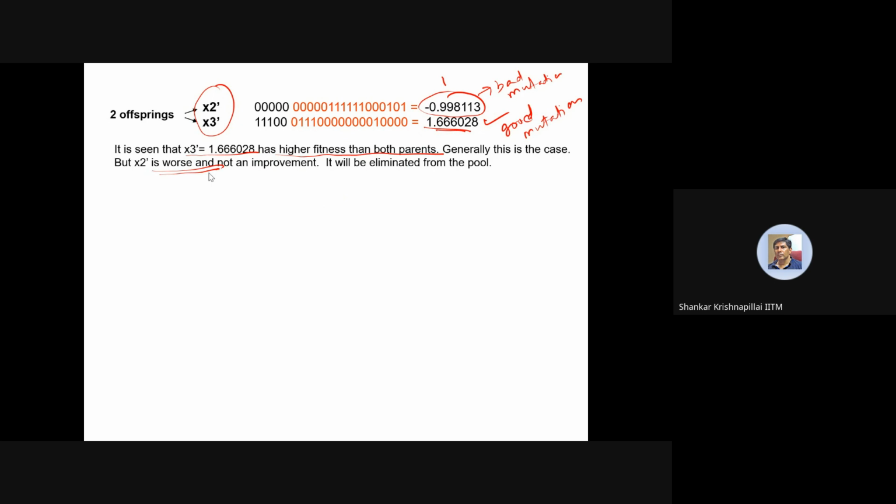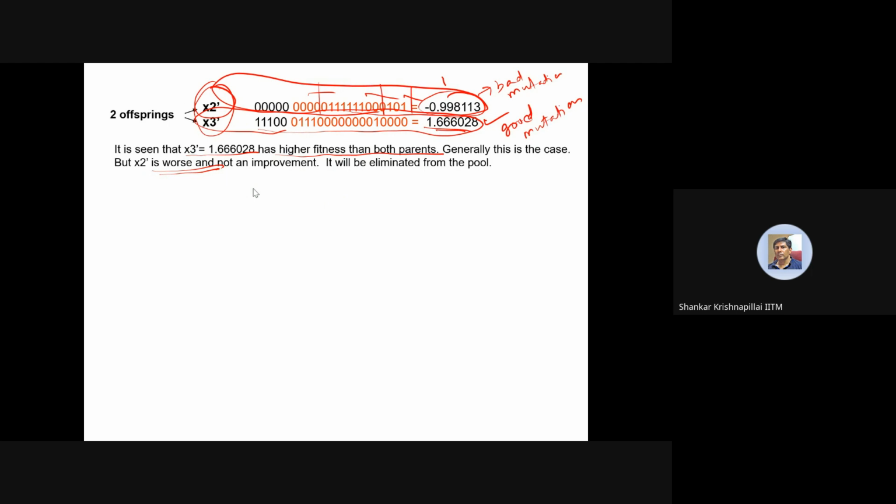What will happen is that in the next iteration, these offsprings will be ranked, and this bad offspring will come to the bottom and be automatically filtered out, and this good offspring will come to the top of the list and be selected as a parent to get the next generation. That is how survival of the fittest is done.